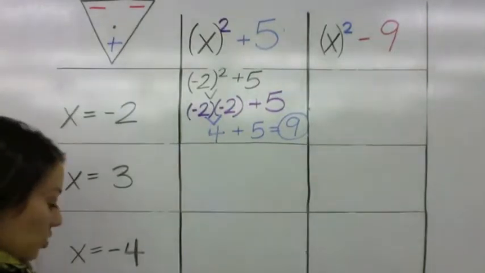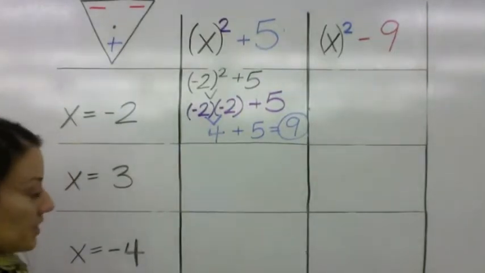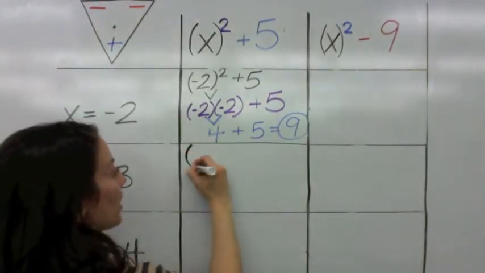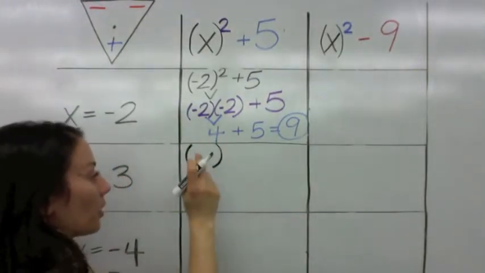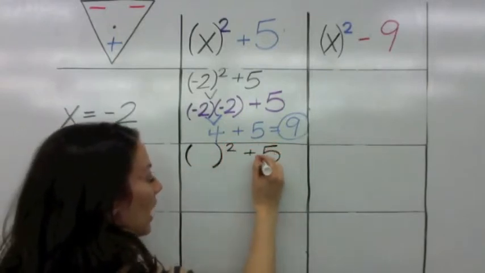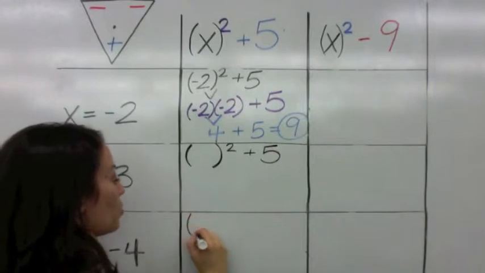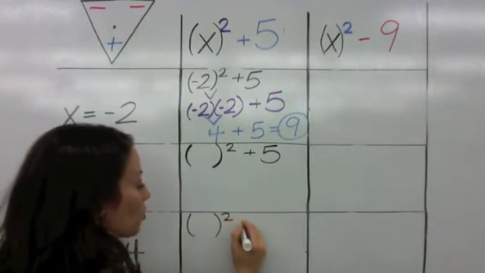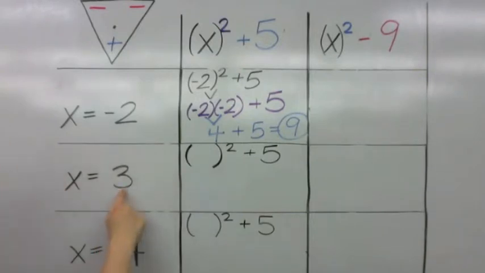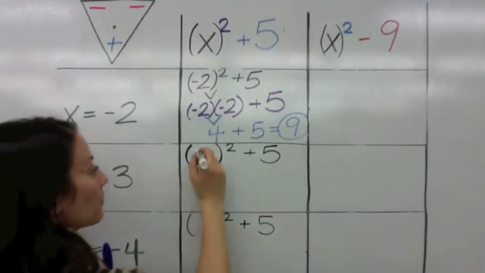So let's do the next one. Now, to save yourself a little bit of time, you can go ahead and make the first line, because we know we're going to put in a number, we're going to square it, and we're going to add 5. And we're actually going to do that in the next box too. Okay, so what number are we going to substitute here for x? X is 3, right?